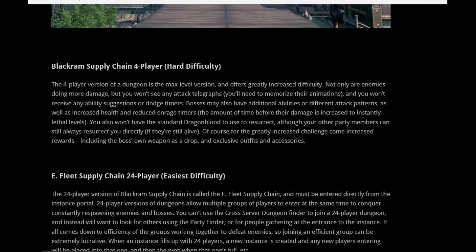And also on the hard difficulty, the 4-man dungeon, you're not going to have any attack animations on the ground. So it's not going to be like easy mode where the monster is loading up for the punch and showing you the attack animation where you're going to move on the ground. You're going to have to learn those things and use some muscle memory and teamwork to avoid some big damage skills. And of course, they're going to be stronger, have a little bit more HP, possibly different abilities, and also hit a little bit harder there.